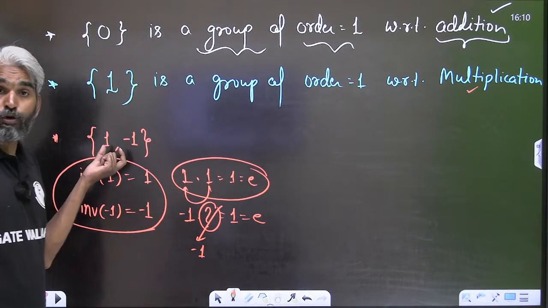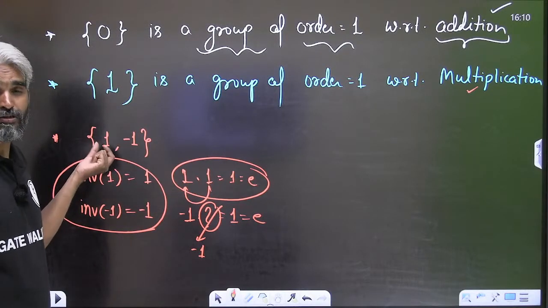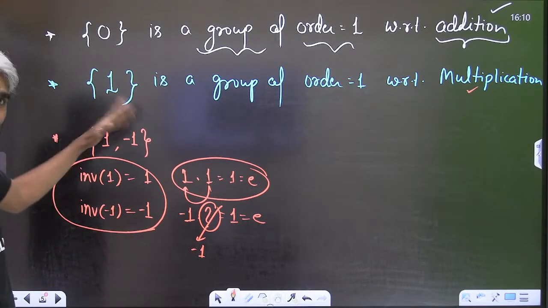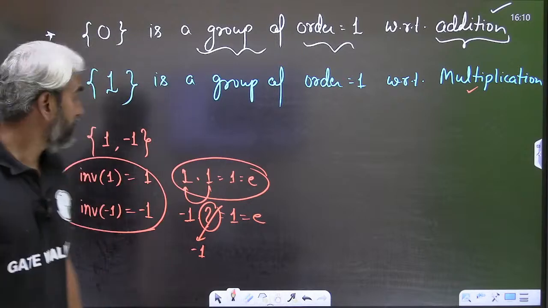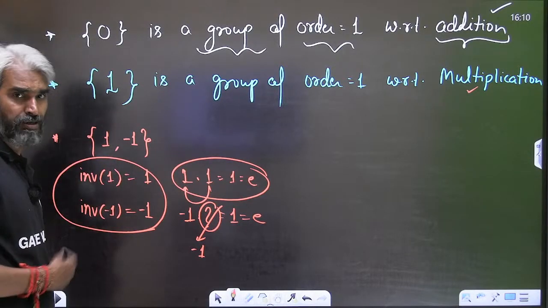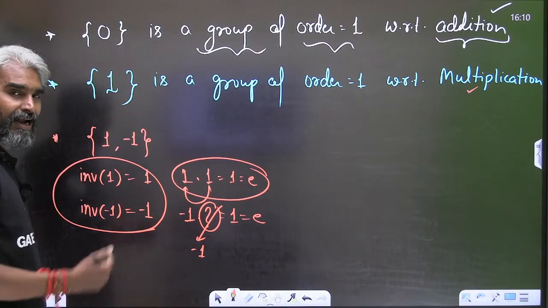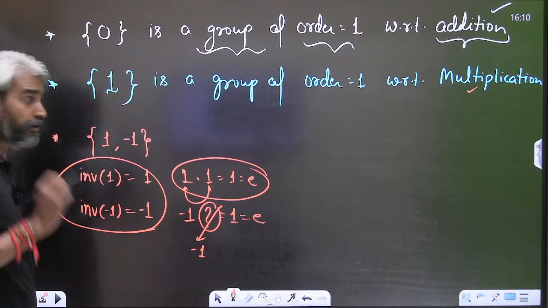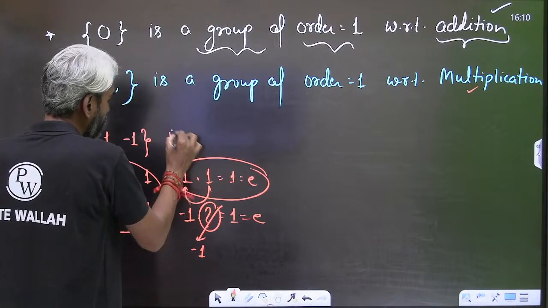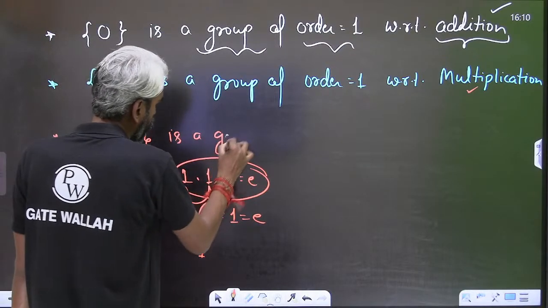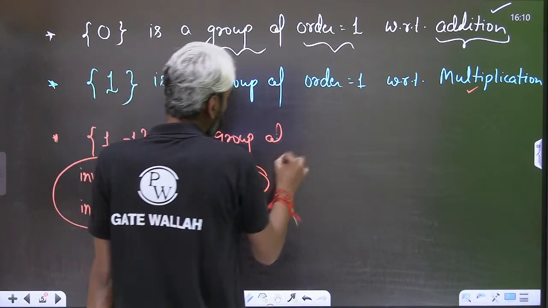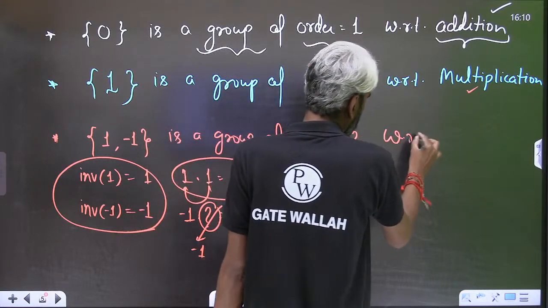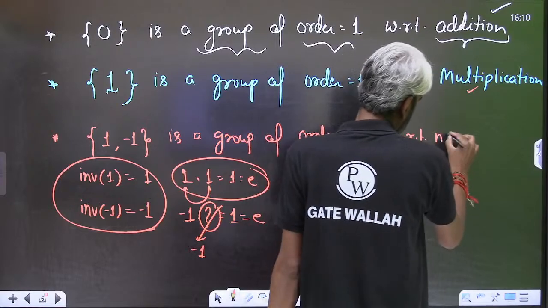So the set is closed with respect to multiplication, associative, the identity element is present, and the inverse for every element of the set is present in the set itself. So it is also a group. It satisfies all four properties of a group, and the number of elements in this set is 2. Therefore, it is a finite group of order 2. So 1 comma minus 1 is a group of order 2 with respect to multiplication.